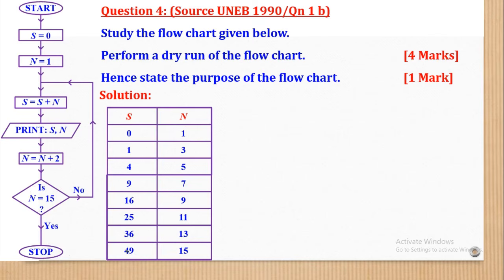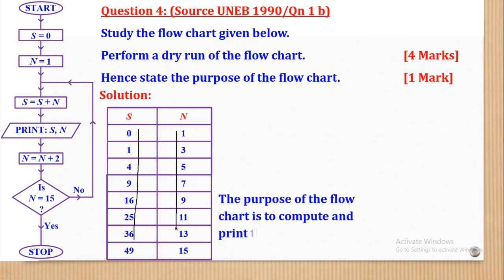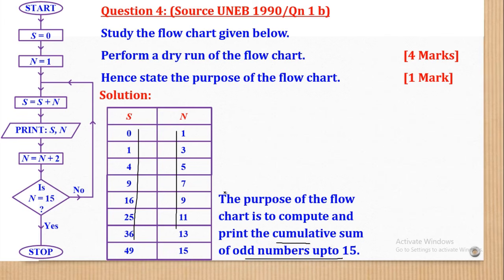Next is to state the purpose of the flow chart. So you have to look at these values and come up with the purpose. So we shall say that the purpose of the flow chart is to compute and print the cumulative sum of odd numbers up to 15. Remember, these are odd numbers and these are their sums.